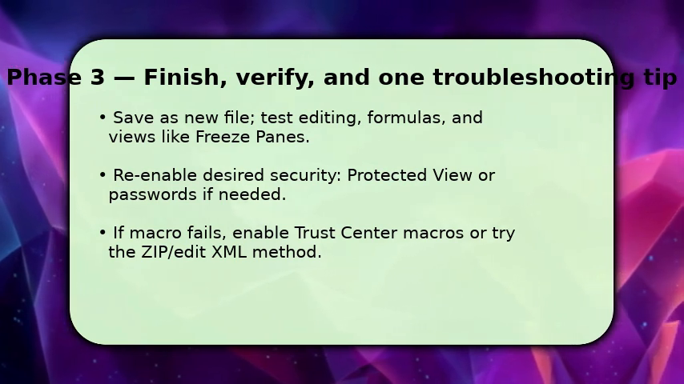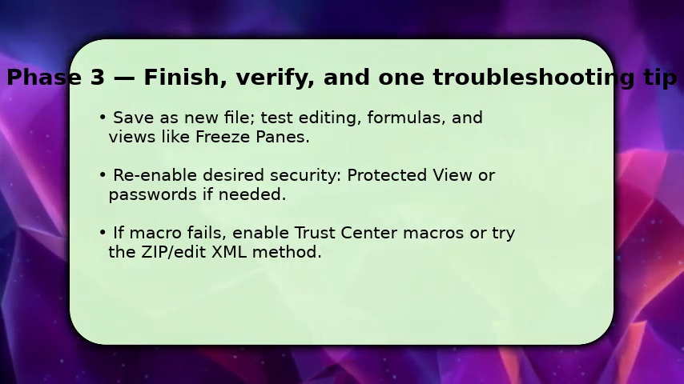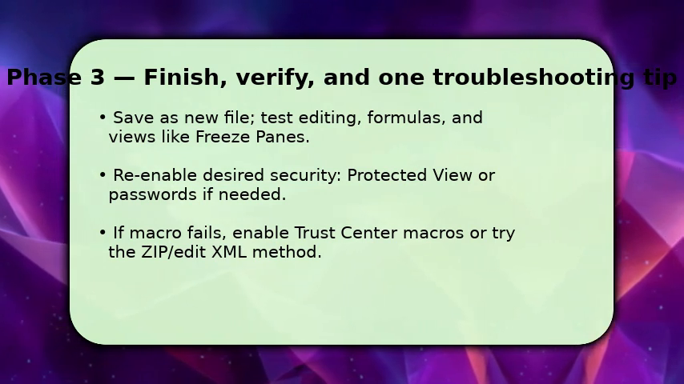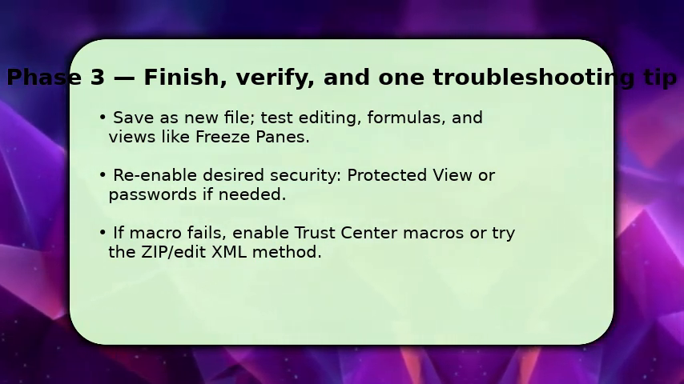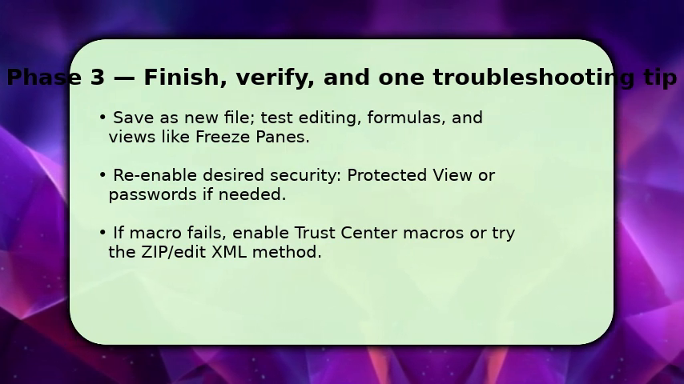If the VBA unlock failed, enable macros in Trust Center and try again. Alternatively, when macros remain blocked, use the ZIP/XML approach. Change the XLSX to ZIP, and edit the sheet protection.